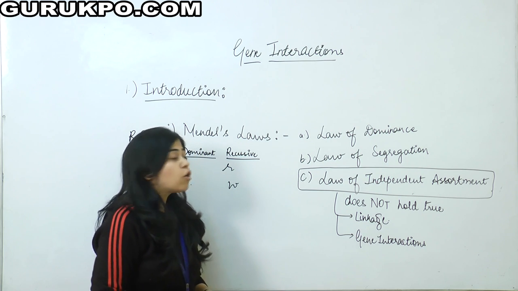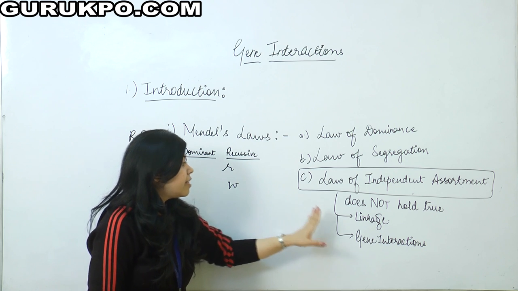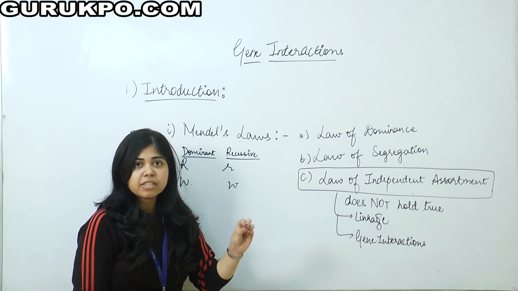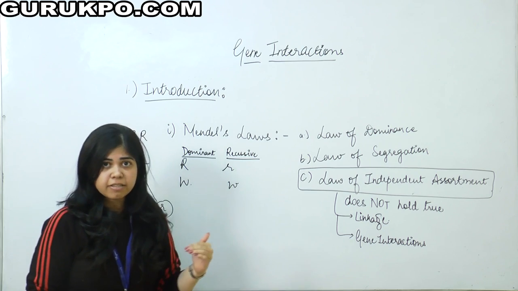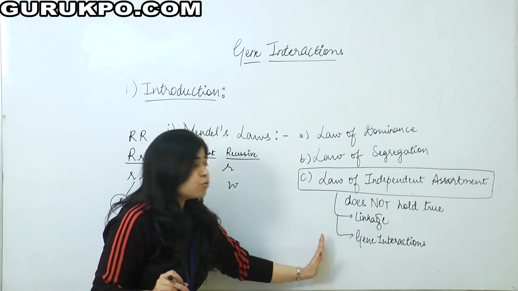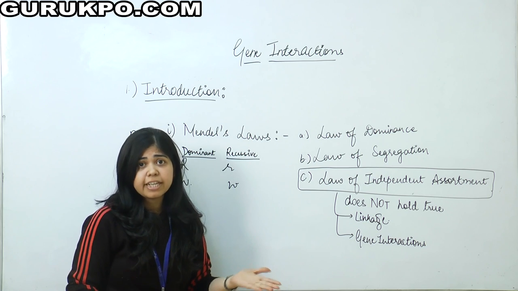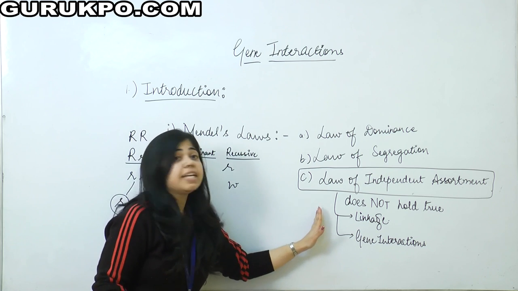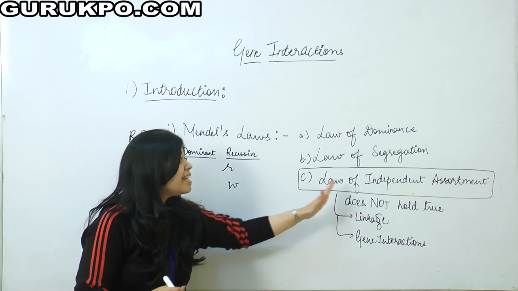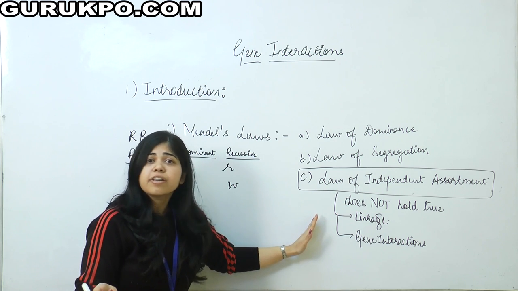The other law is the law of independent assortment. This is the law which fails to explain linkage and gene interactions. The law of independent assortment states that the pair of alleles or the genes do not interfere with each other's inheritance. That means one gene will not affect the other gene in its inheritance or pattern of expression. But in these two cases, this statement does not hold true. In linkage, two genes which might be coding for two different traits, if they are present on the same chromosome, will not be independently assorted. They might be linked and will be expressed in one gamete, which means that these genes are not assorted.